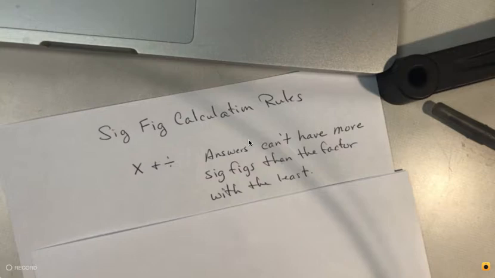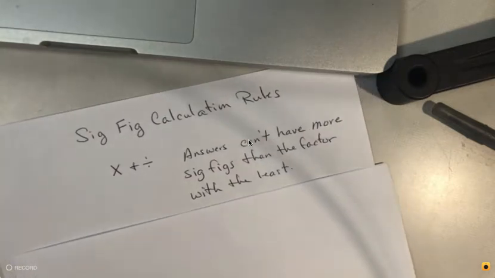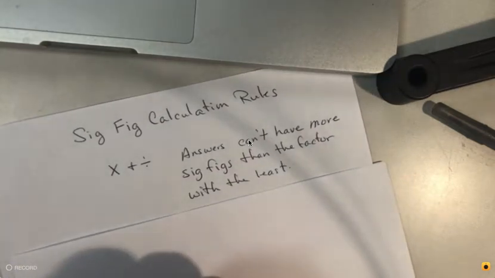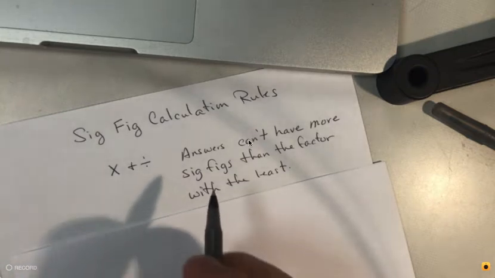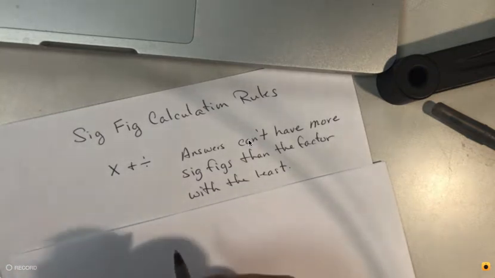Factor with the least. So what that means is, now you can pause and write that down if you need to. Answers can't have more sig figs than the factor with the least.